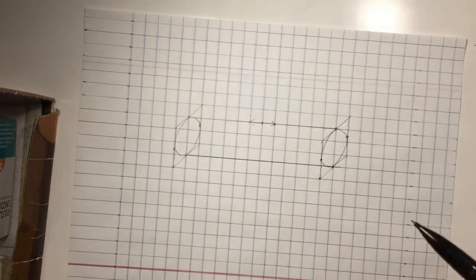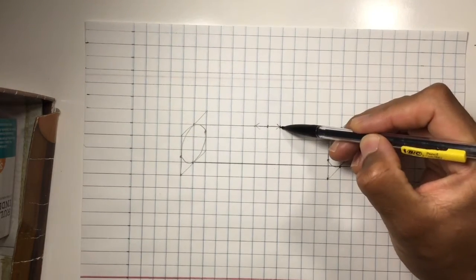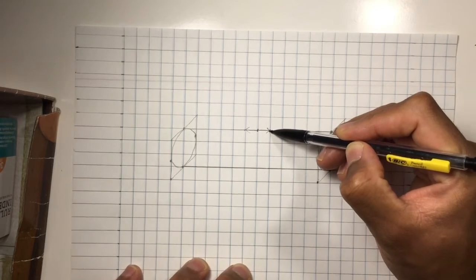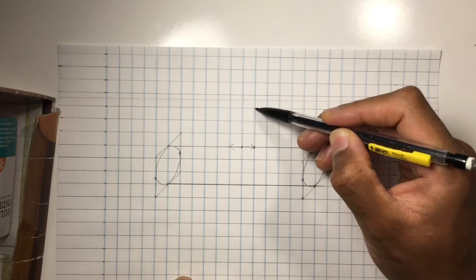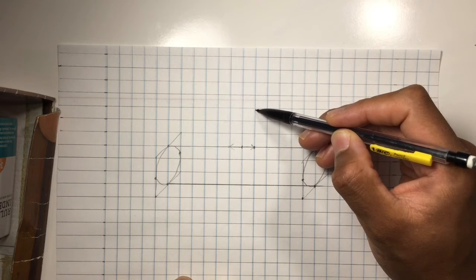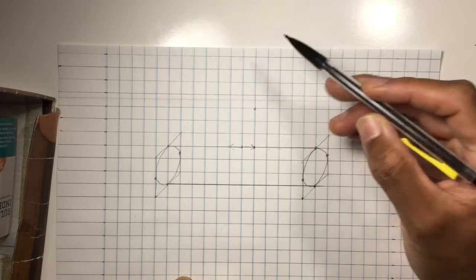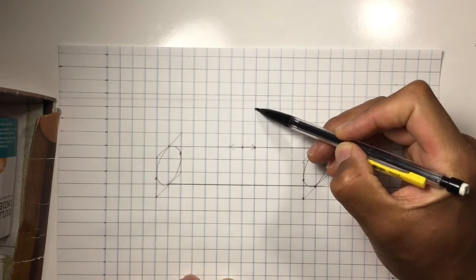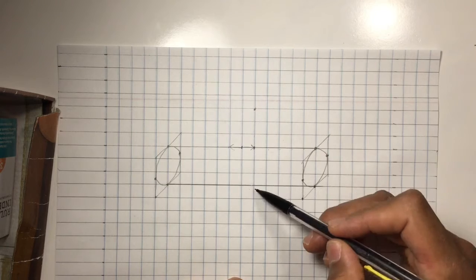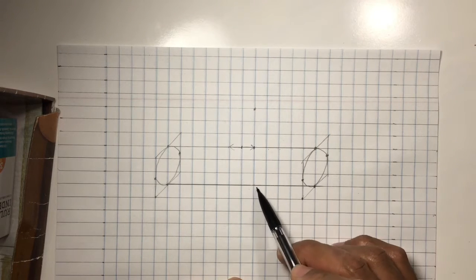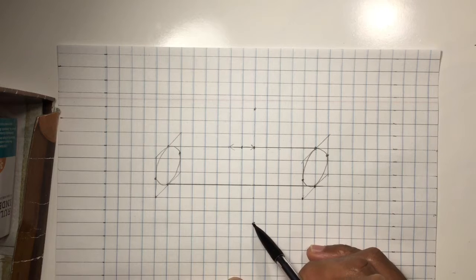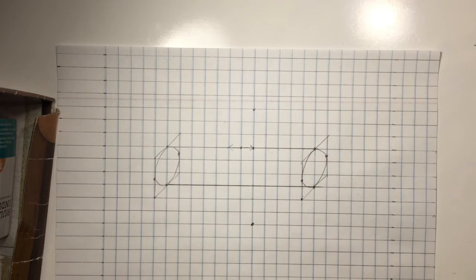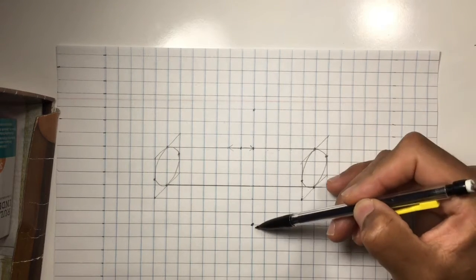I'm starting here, and we're going to go 1, 2, 3. Let's go 3. I think I'm going to run out of room. So 3 up, and then from the bottom, 1, 2, 3 there. That gives us the total height of our plane.